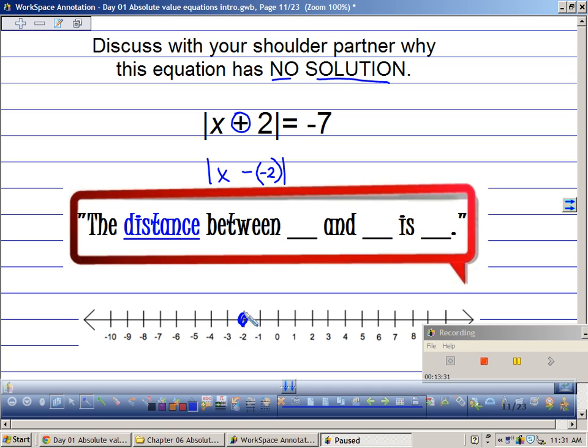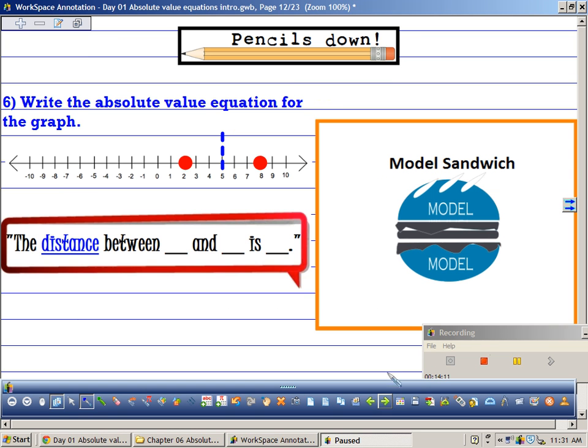So here's negative 2. And my distance away, I have to move how far away? You can't move negative. I can't move negative 7 this way. Right? I can only move 7 in each direction. I may move in the negative direction and the positive direction, but I never move negative 7. Distance can never be negative. So this would have no solution. Distance between x and negative 2 is question mark. We don't know because it can't be negative 7. Understood? Okay. So distance is never negative.